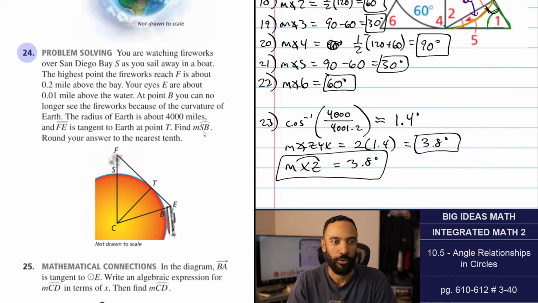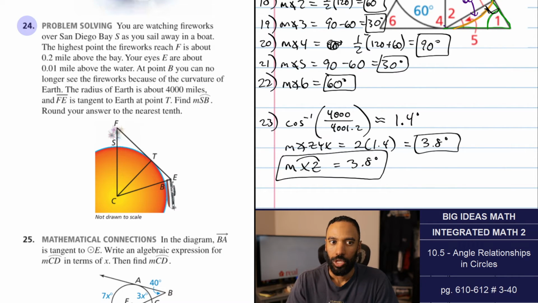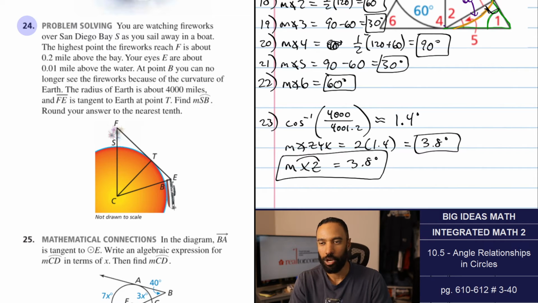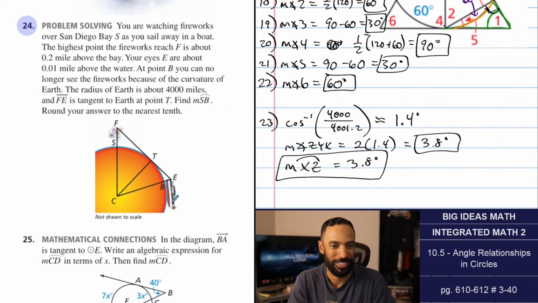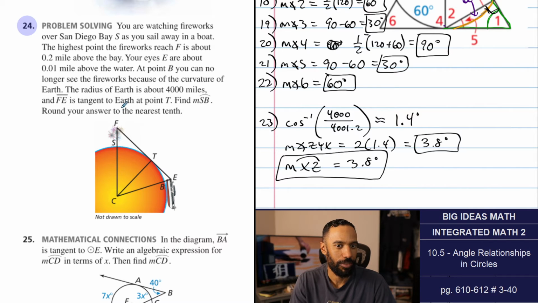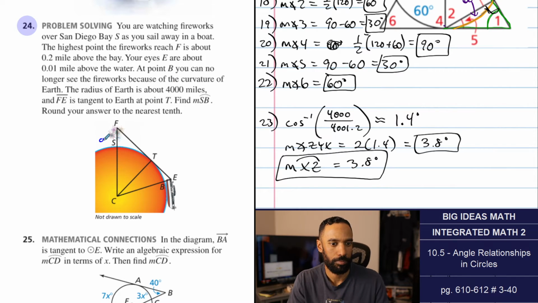All right, number 24. You are watching fireworks over San Diego Bay. I've been there. I like that the boat is not flat earthing right now. So fireworks over the bay, S, as you sail away in a boat. The highest point the fireworks reach, F, this is an inventive problem, is about 0.2 miles above the bay.